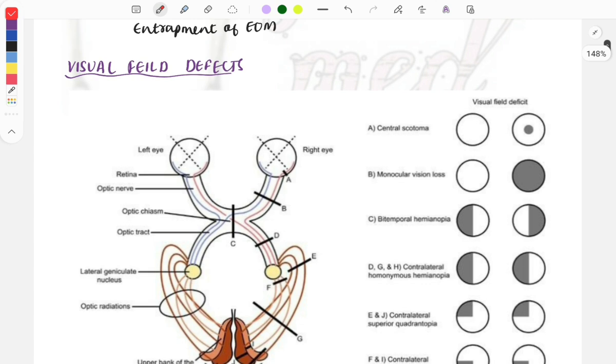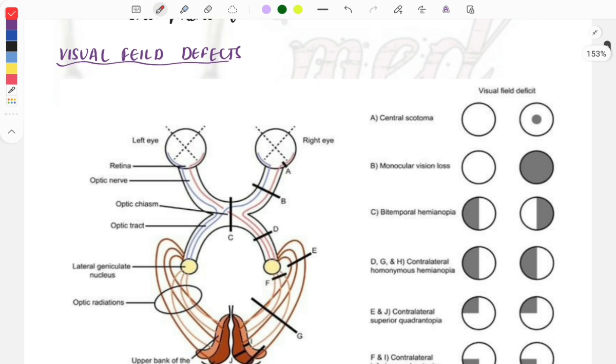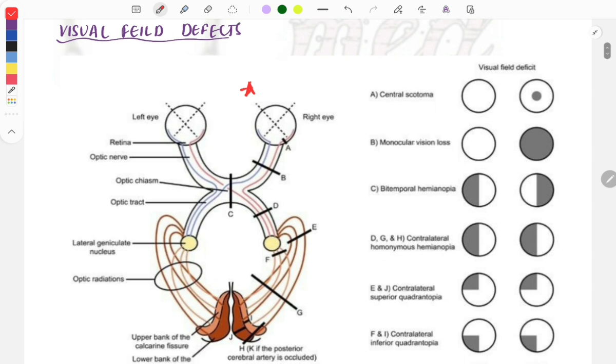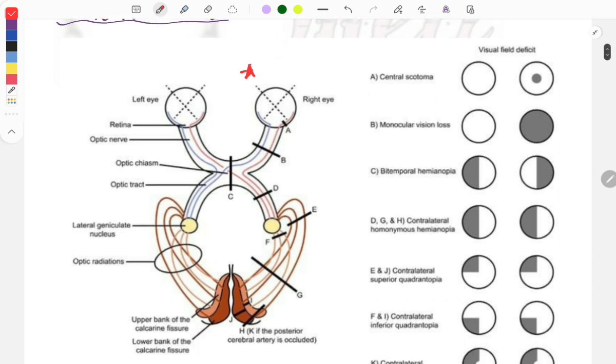Then visual field defects, a must do topic. If you analyze the papers of the FMGE, you can find that in all the papers there will be one question on visual field defects. Either a clinical case or an image based question. Image based is very important because they will give this image, a similar image, not the same, and they will mark any of the structures and ask that there is injury to this structure, so which of the following defects can be seen? So let's look at them.